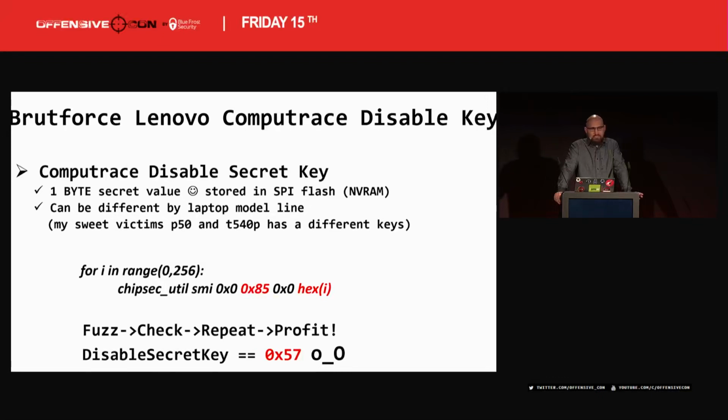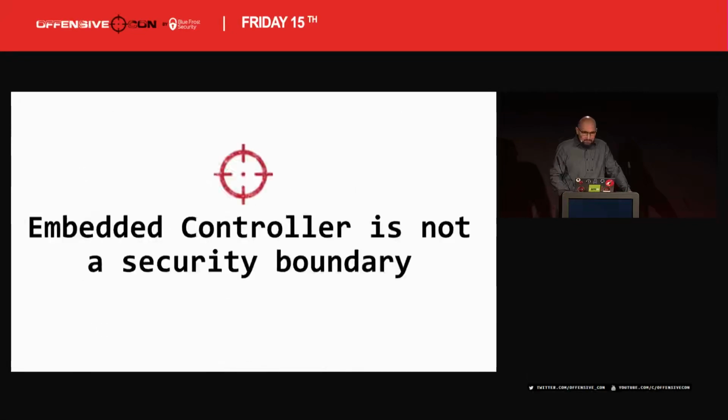So basically it's a small script in Python, mostly pseudocode, to brute force with chipsec. You can call the SMI handler and just brute force this SMI value, because they don't have constant time, so you can even make it brute force faster than I did, but it was enough because a byte value is not too much, so fast. Check, repeat, profit. The disable key is 57 in hex, and actually it was really fast, less than 10 minutes to brute force.